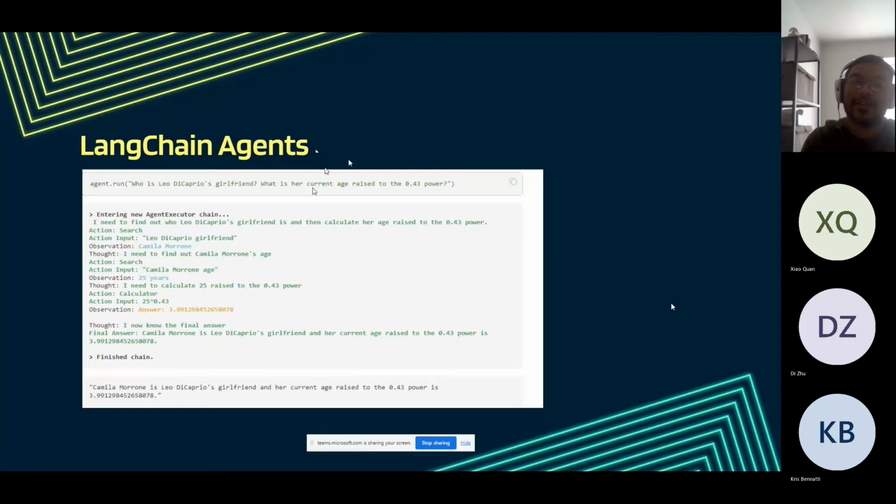So in this particular example, I think it's using zero shot. That means it is just using the description of a tool to figure out which tool to call. For example, I need to find out Camila Morone's age, and it has a list of tools available. Just by looking at the names of the tools, it figures out maybe I need to use search. And if it's something like I need to calculate 25 raised to the 0.43 power, then just based on the similarity of the thought and the different actions available, it picks the calculator.